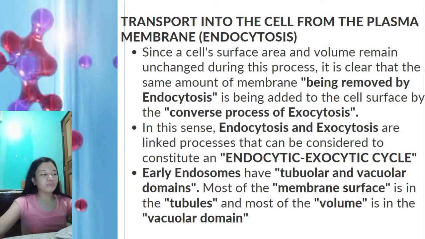So, since cell surface area and volume remain unchanged during the process of pinocytosis, it is clear that the same amount of membrane being removed by endocytosis is being added to the cell surface by the converse process of exocytosis. So, endocytosis removes. Okay? And exocytosis, the converse process, is the one that adds to the cell surface.